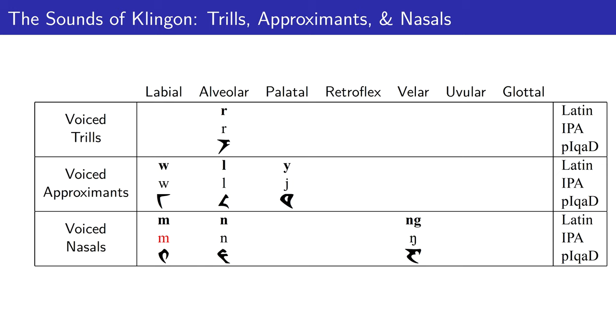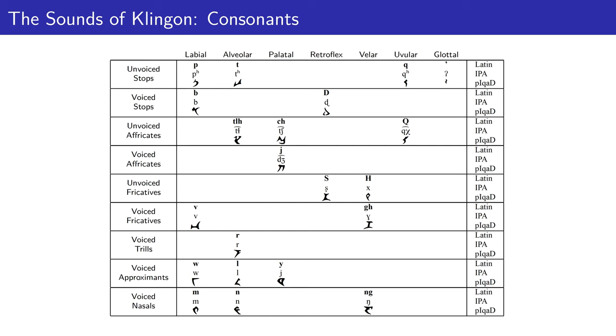Finally, the three voiced nasals. M, pronounced m. N, pronounced n. And finally, ng, pronounced ng. This concludes the sounds of Klingon. We have 5 vowels and 21 consonants.